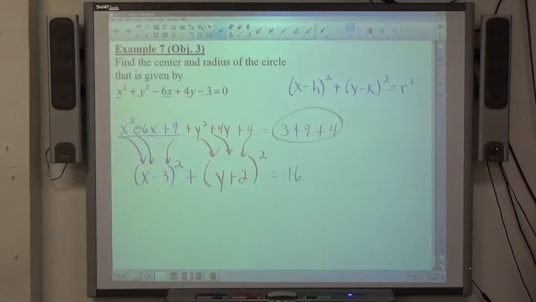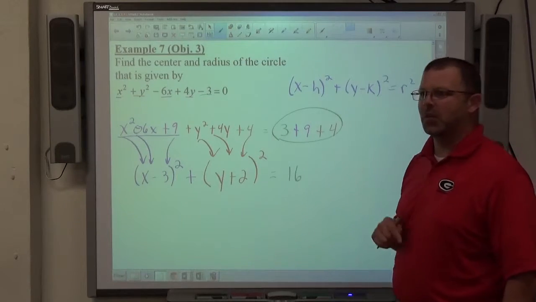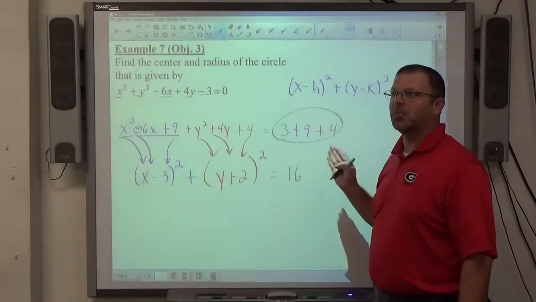It adds up to whatever it is. In this case, 16. Doesn't always end up being a nice perfect square like 16. It could be 15 or 23. It doesn't matter. It's going to be some number. It has to be what it is.